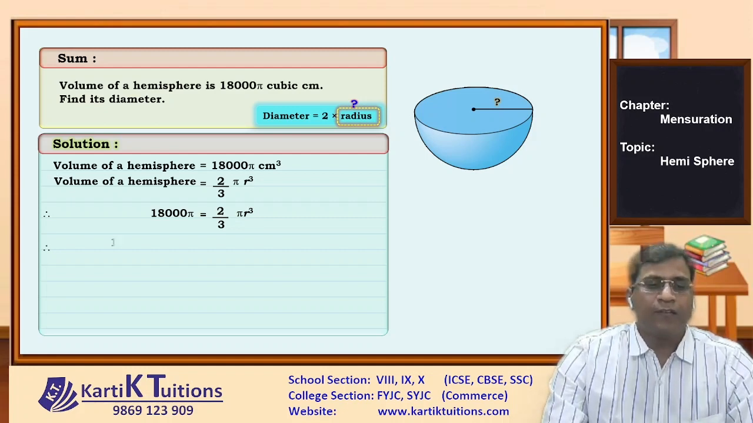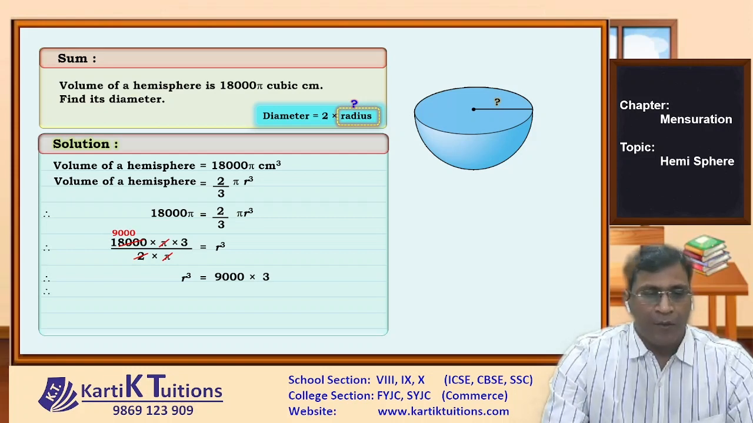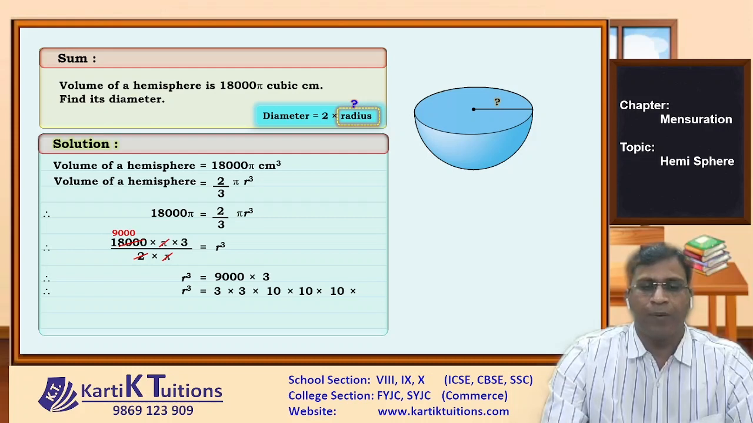Now देखो, 18,000 pi into 3 upon 2 into pi is equals to r cube. So we get r cube is equals to 9,000 into 3. Now here r cube is equals to, see, 9 can be done as 3 into 3, and 1000 can be done as 10 into 10 into 10, और लास्ट में तो 3 है ही अपने पास. Now because of this, since we have to find the cube root, see, we got 3 times and 10 also 3 times. So when you take the cube root, we get 3 into 10, that is 30. So the radius of the hemisphere is 30 centimeter.